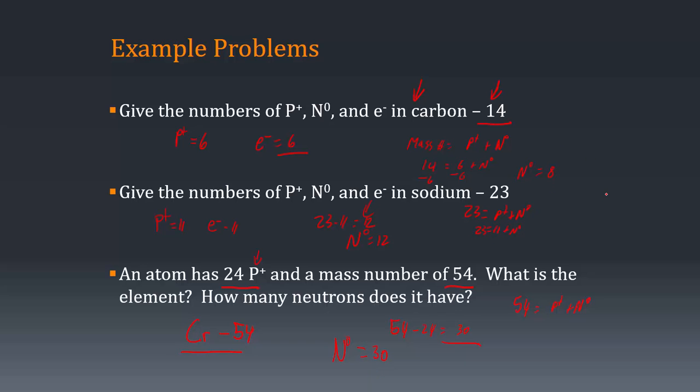Now a note on symbols real quick. You've seen me write P+, that's because protons have a positive charge. You've seen me write E-, that's because electrons have a negative charge. And you see me write N0, and that's because neutral neutrons have no charge.